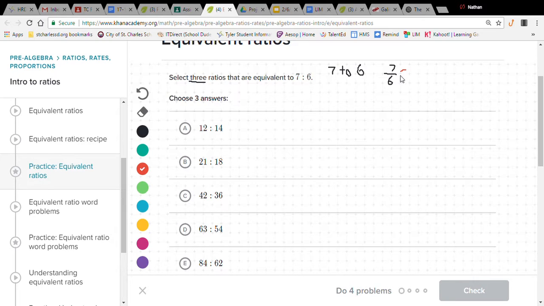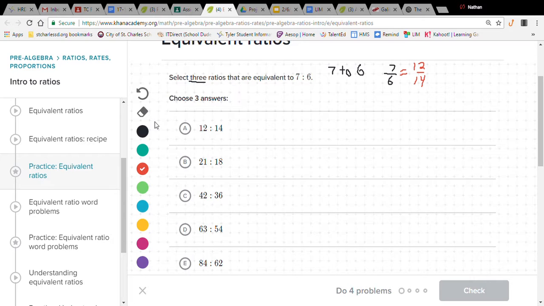So let's try this here. 7 over 6, is that equal to 12 over 14? Is there a number times 7 that gets you 12? I can't think of any. Is there a number times 6 to get you 14? No. So one thing you can do is to cross multiply. 6 times 12 should be the same as 7 times 14. So that's one way you can check.